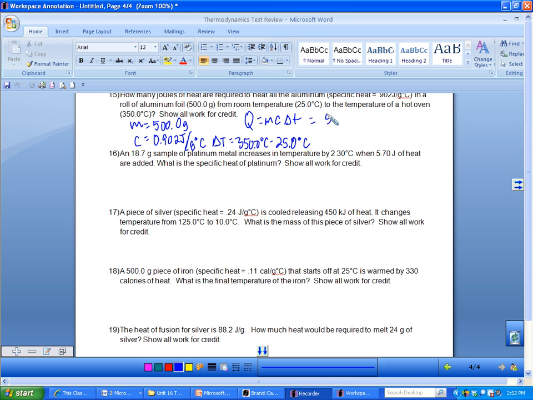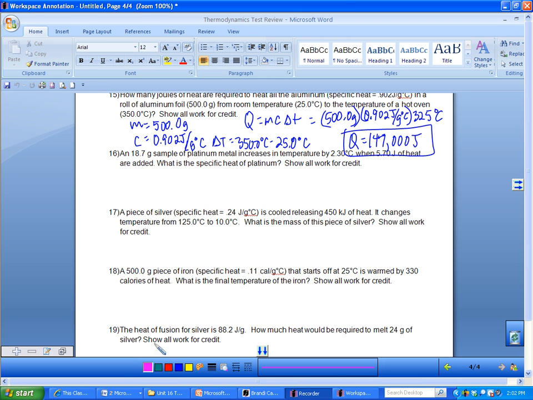So I'm going to take 500 grams, multiply it by the specific heat, 0.902 joules per gram degree Celsius, and then multiply that by the change in temperature to 325 degrees Celsius. And if I do that correctly, I'll have 3 significant digits in my answer, and my answer will be 147,000 joules. So there's that correct answer.